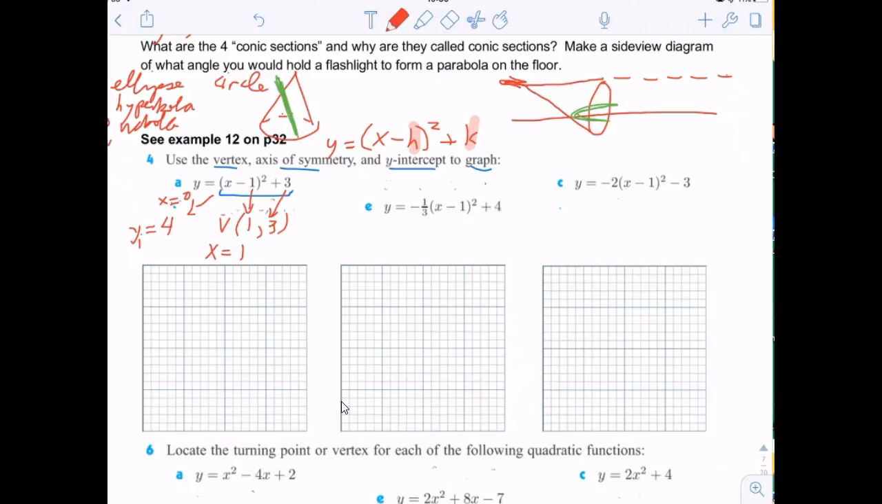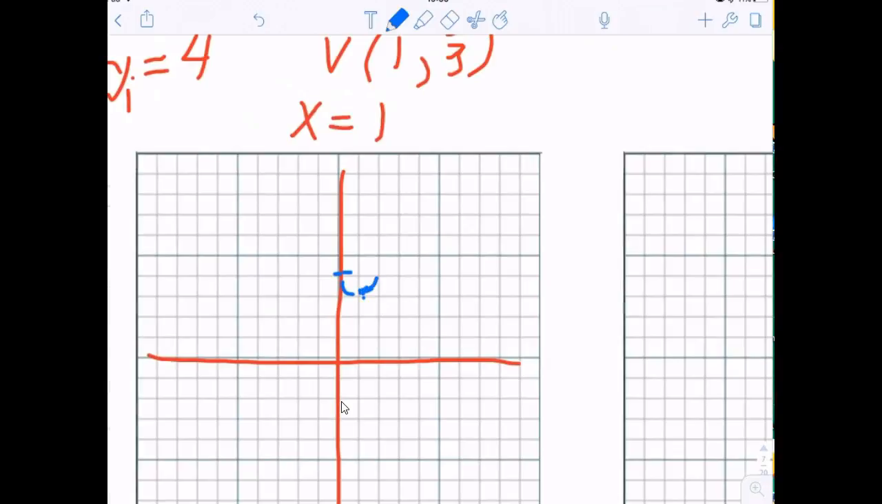So now I'm going to use this information to draw my parabola. I'm just going to draw my axes, and then I'm going to draw my vertex at 1, 3. And then I'm going to do my y-intercept at y equals 4. Okay, and then I don't really need to do the axis of symmetry because I already have the vertex, right? So I'm going to draw it bigger. It makes it easier. So here's the vertex right there. And let's see.